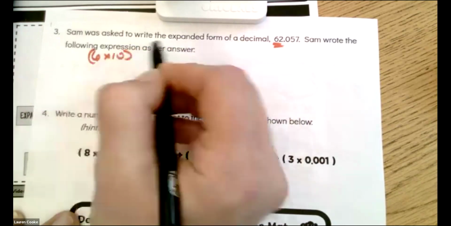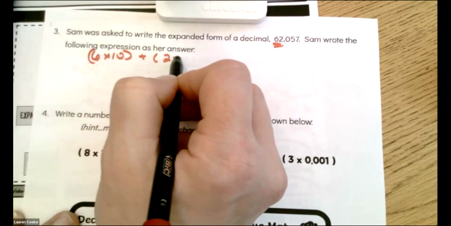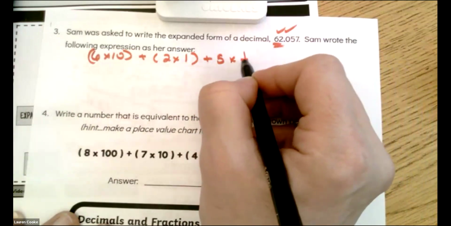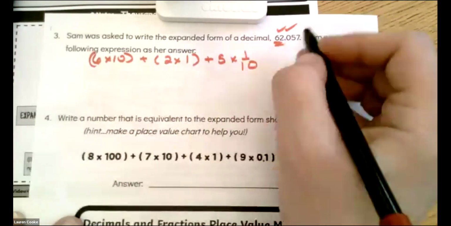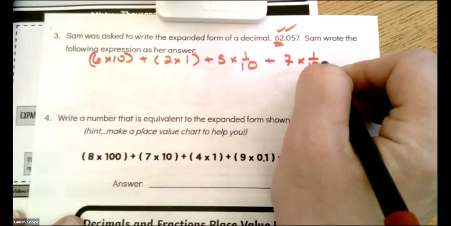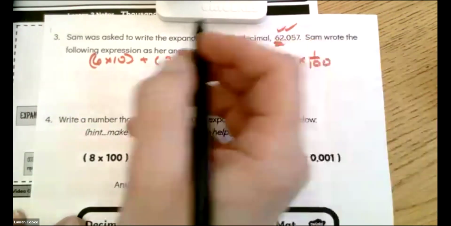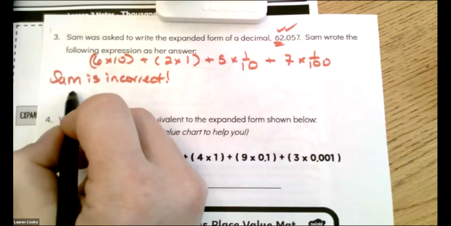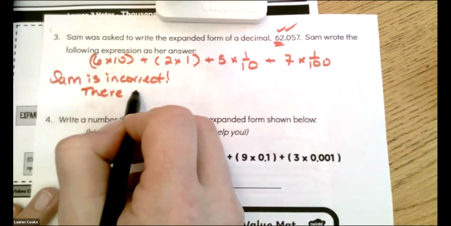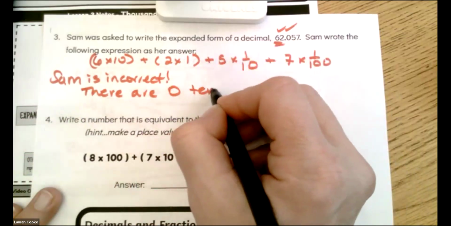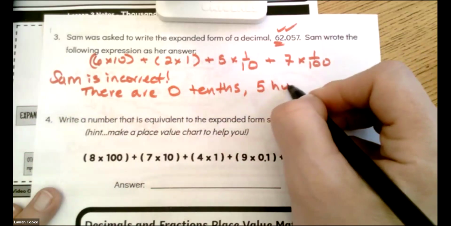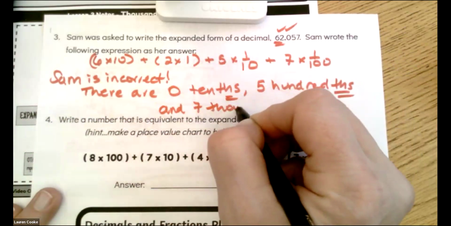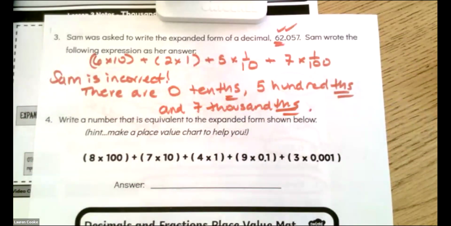She has 6 times 10 plus 2 times 1. So far that works. Plus 5 times 1/10. Problematic because there's 0/10 there. Plus 7 times 100th. Also 5 in the hundredths place. Okay. Sam is incorrect. All right. There are 0 tenths, 5 hundredths. I spell the word THS, and 7 thousandths. Okay, I'll fix that on your homework, so don't worry.